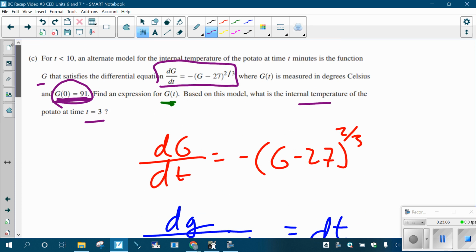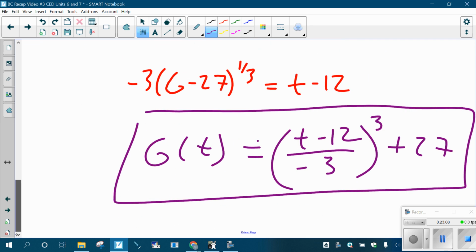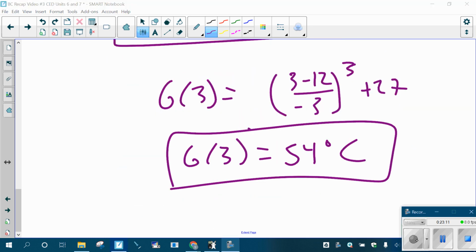One last thing they asked me to do. Based on the model, what's the internal temperature at time t equals 3? I'm going to toss in 3 for t, and I'm going to get 54 degrees Celsius.